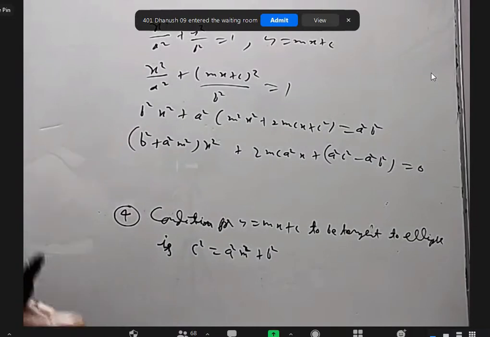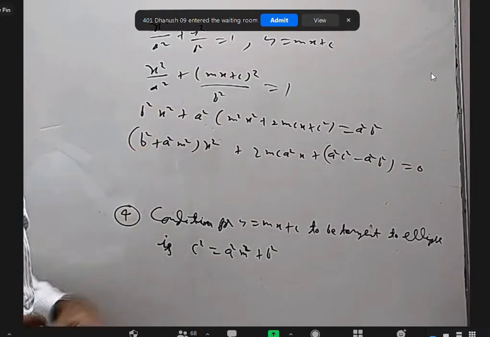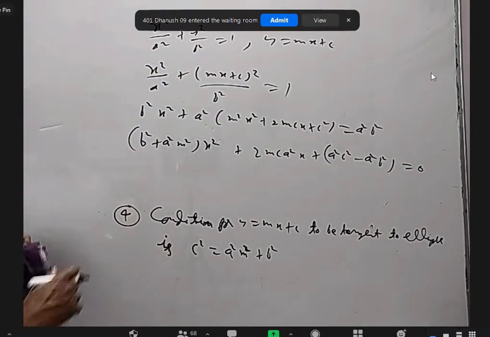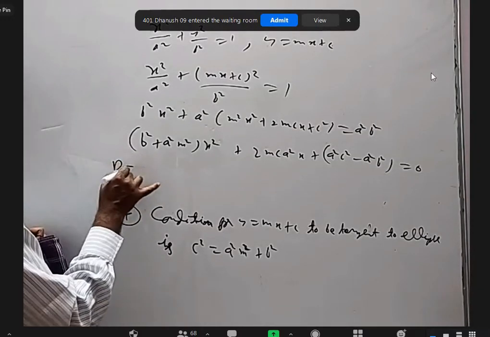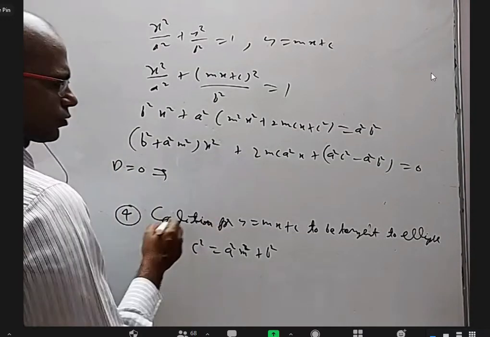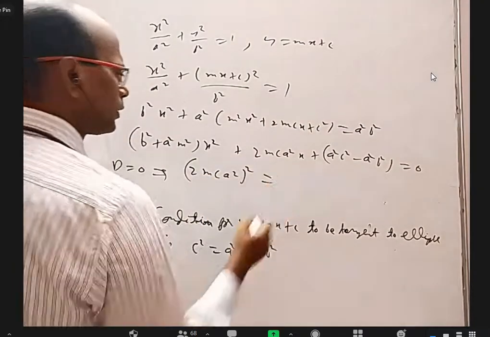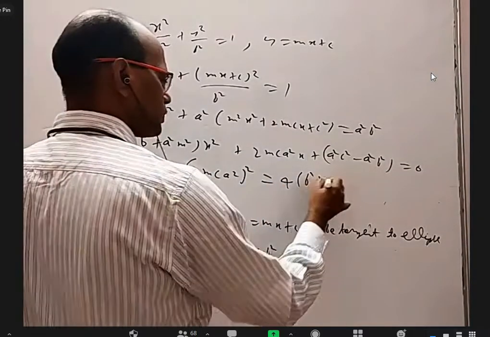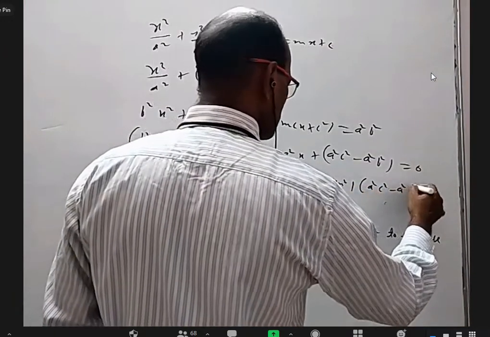We are trying to solve the line and the ellipse. We got a quadratic equation in terms of x that should have equal roots for it to be tangent. So the discriminant we call as 0. b square equal to 4ac. So (2mc a square) whole square equal to 4 into (b square plus a square m square) into (a square c square minus a square b square).